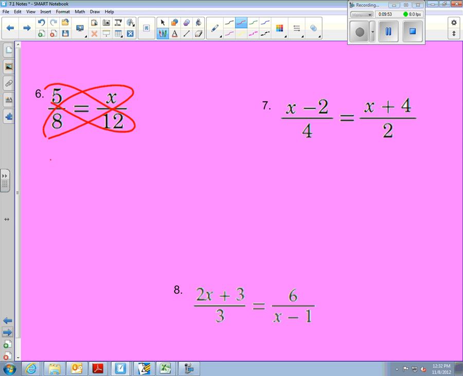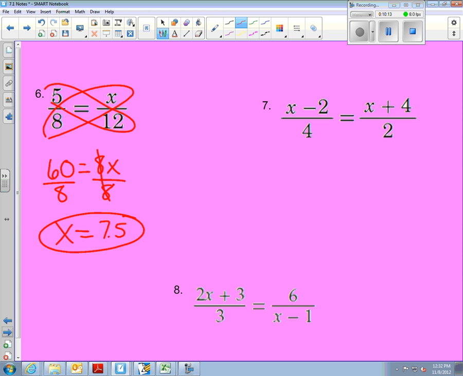And so 5 times 12 gives us 60, and 8 times x gives us 8x. So here's our cross multiply. And see, we don't have anything else to do, so we're just going to jump right to the divide part and take out that 8. And then we're going to end up with 7.5 for x.